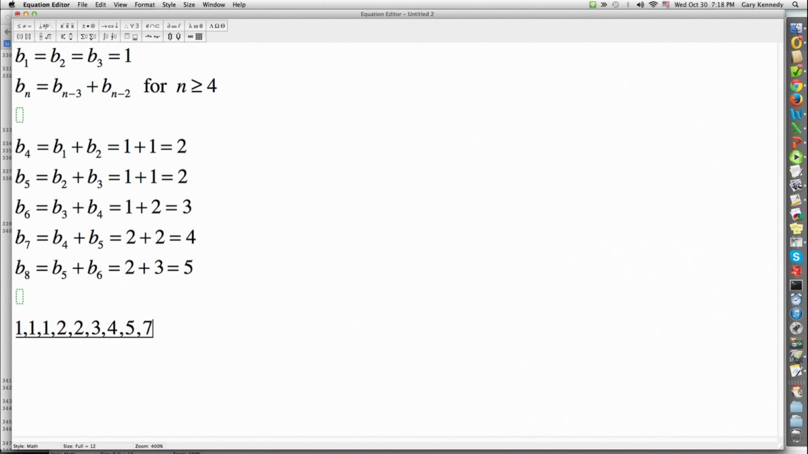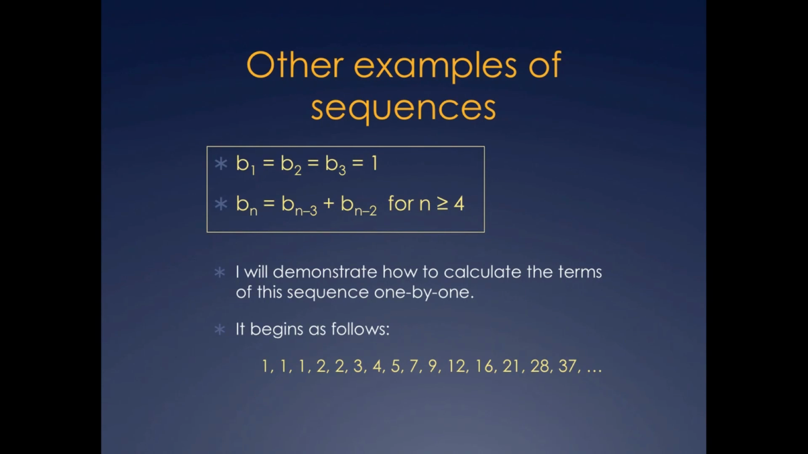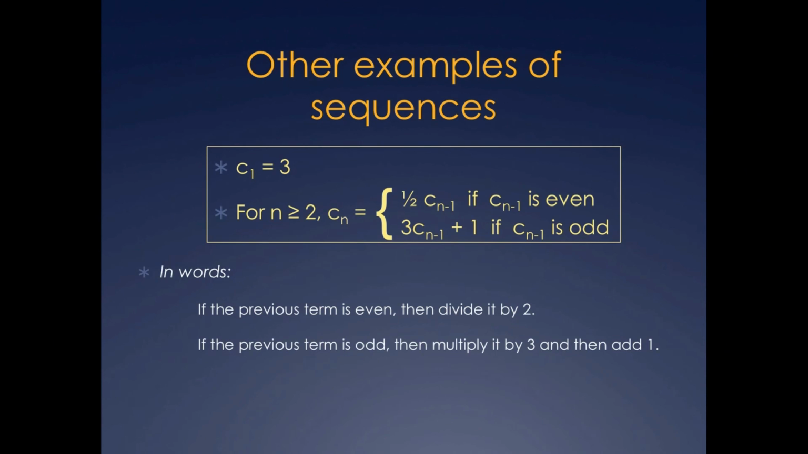3 plus 4 is 7. 4 plus 5 is 9. 5 plus 7 is 12. 7 plus 9 is 16, and so on. You could continue this, of course, as long as you like. All right, coming back to the slideshow, here is the sequence that we were generating, and I've shown you even a little further than I showed you in my own calculation. Let's go on to another example.